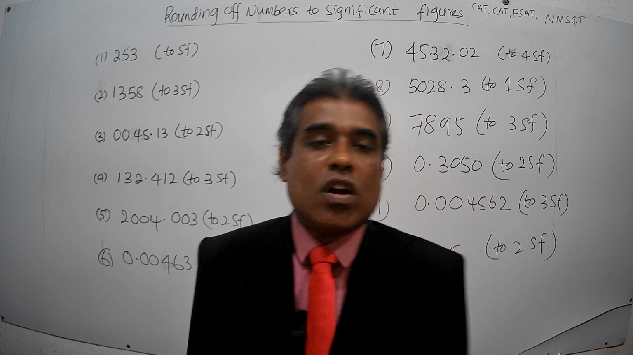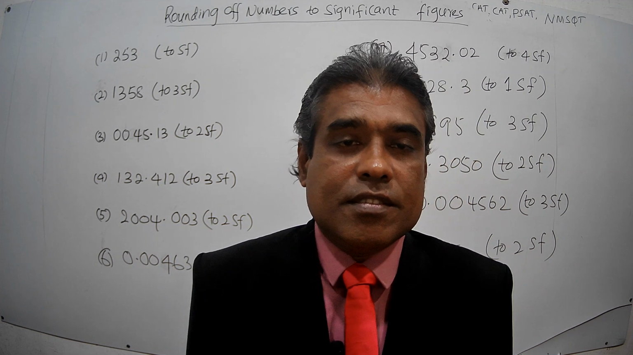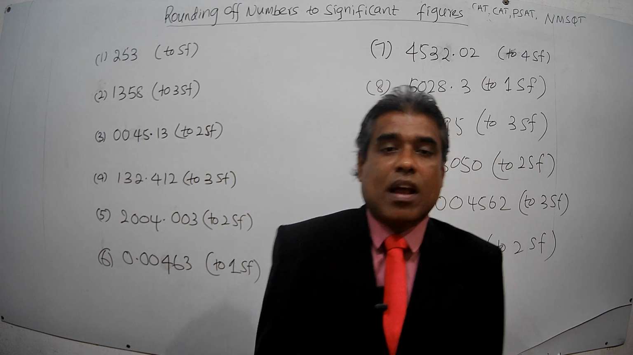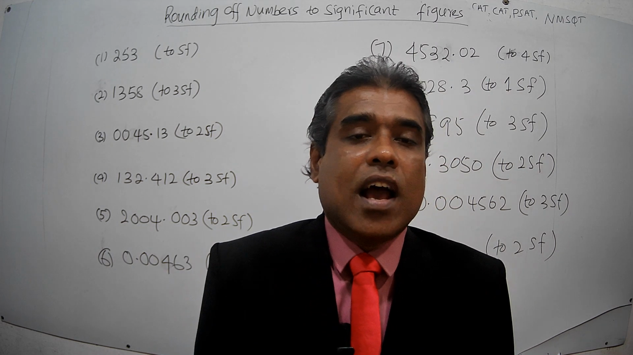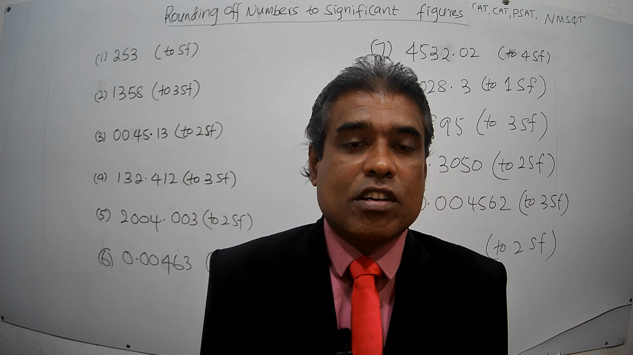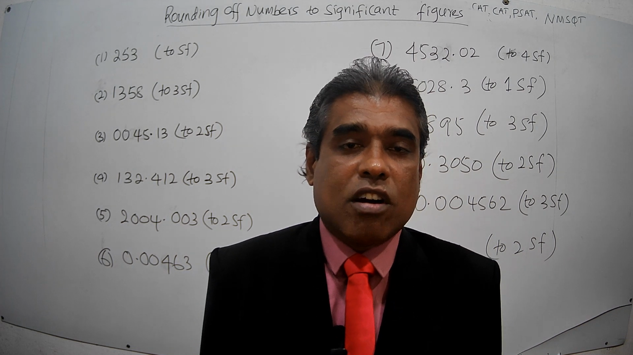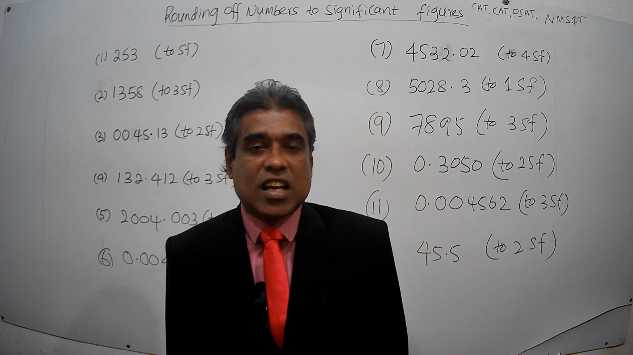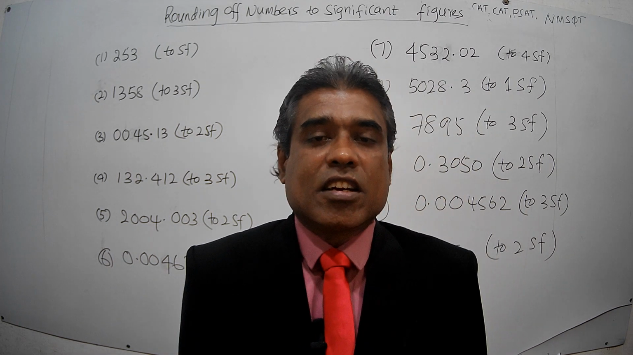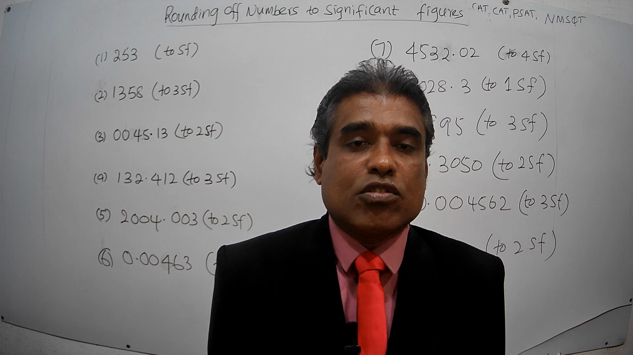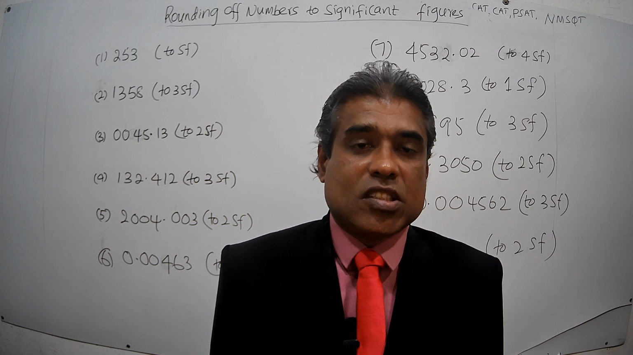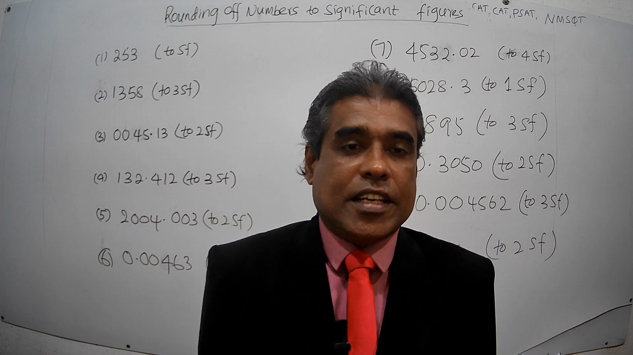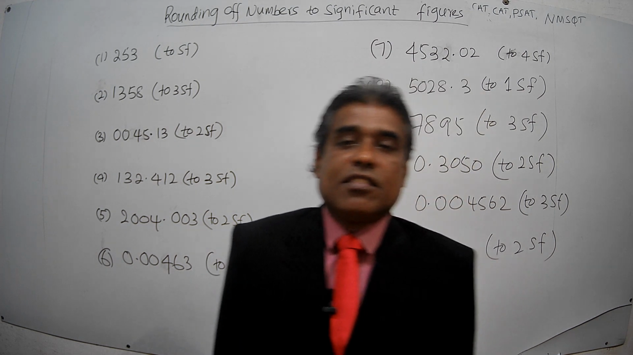Right now we are on a series of videos on rounding off and upper and lower bounds of numbers. We have already done one video on rounding off numbers to the nearest unit, nearest 10, nearest 100, nearest 1000, to 1 decimal place, 2 decimal places, 3 decimal places, and such degrees of accuracy. Last time we did another video on significant figures.